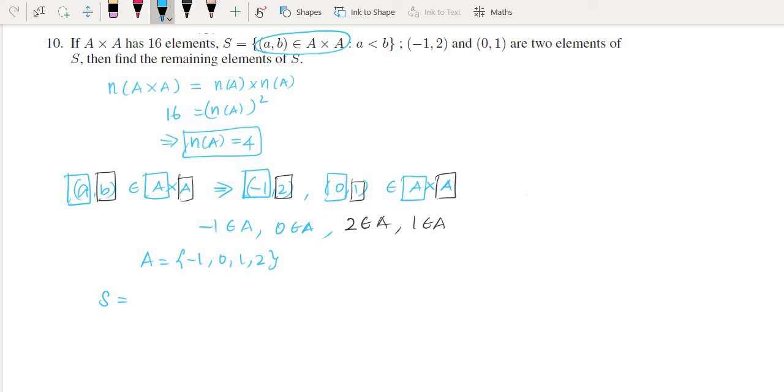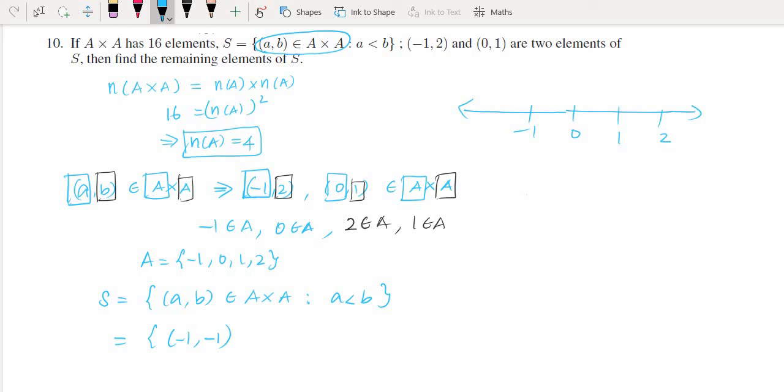But S is nothing but the set of all ordered pairs (a, b) from A cross A such that a is less than b. So if I take two numbers, let me draw the number line for these numbers first. -1, 0, 1, 2. So if I take (-1, -1), it will not be in the set S because it is not satisfying the condition a is less than b. -1 is not less than -1. So (-1, -1) will not be in the set S.